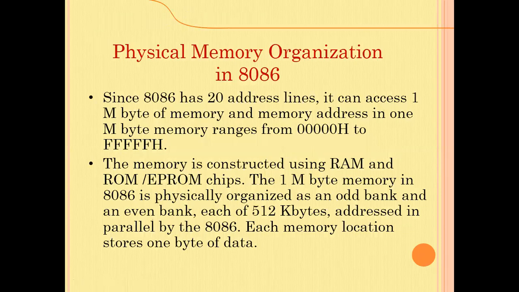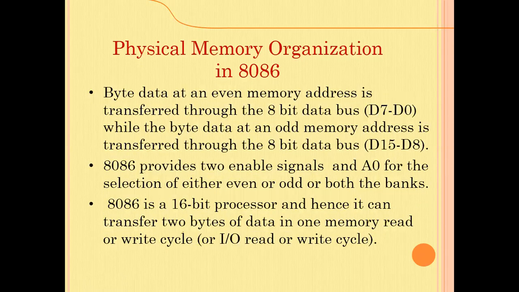And coming to its physical memory organization, as it contains 1 megabyte, it starts from 00000H to FFFFFH, that is, 5 zeros to 5 Fs. This memory may contain RAM, ROM, EPROM, all these. And this is physically divided into two parts, called even bank and odd bank. You'll know the reason why it is divided into odd bank and even bank in the next slides.